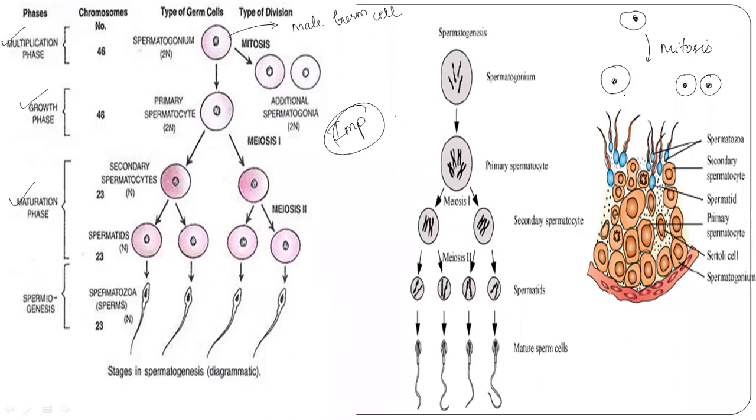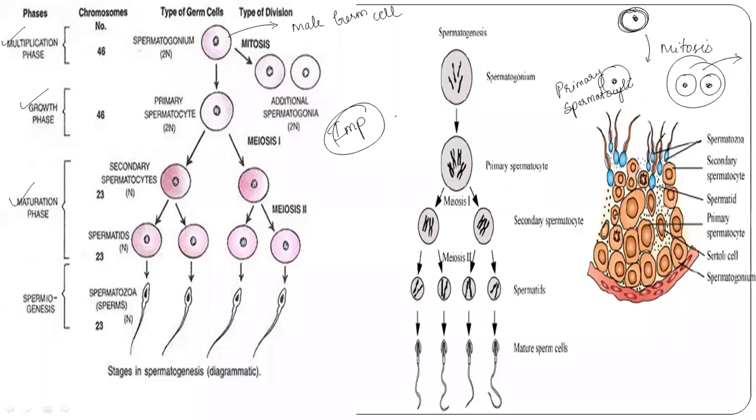Now, what happens here? Of the cells formed, one cell is the primary spermatocyte. Why do we call it primary spermatocyte? Because it is functional. Later, this cell only divides further. The additional ones do not divide, so you can just avoid them.